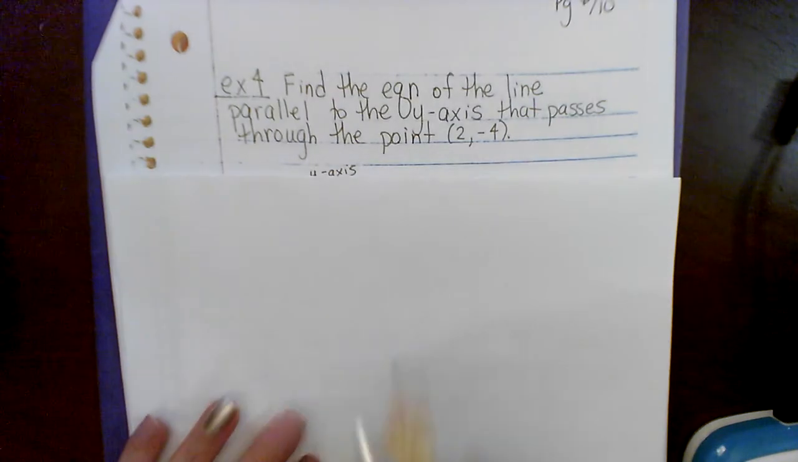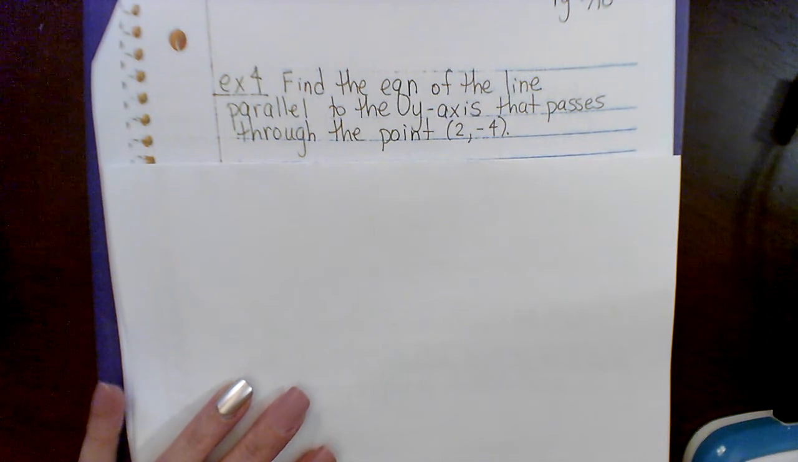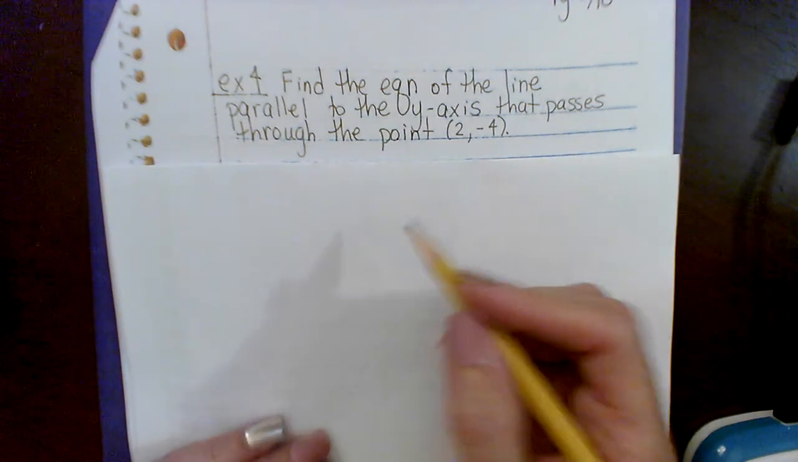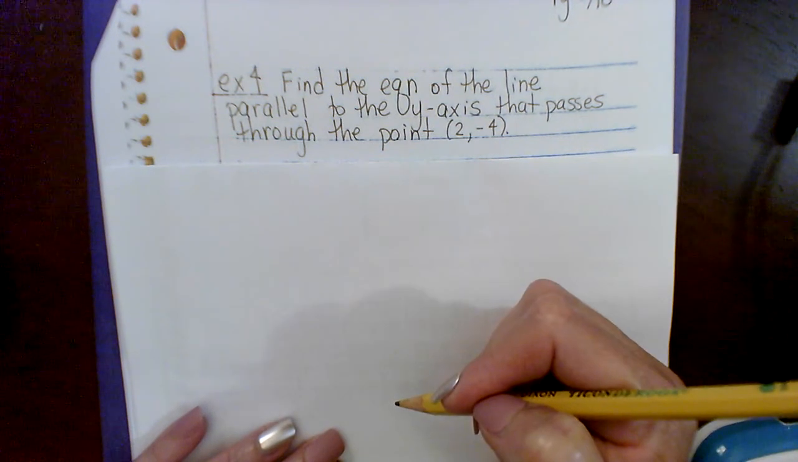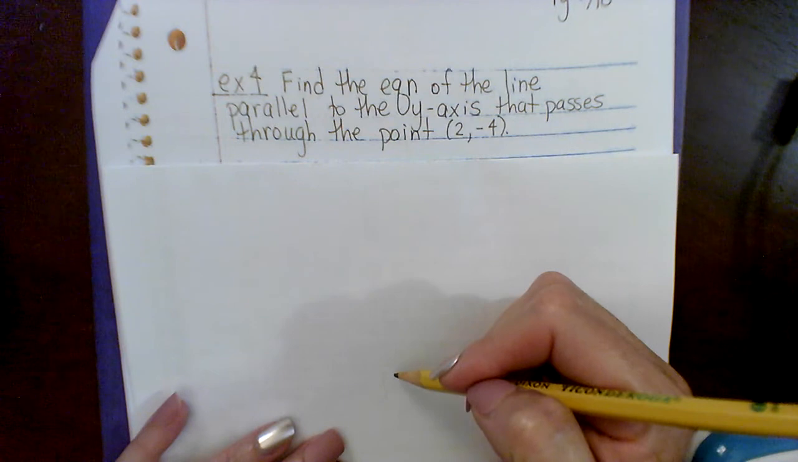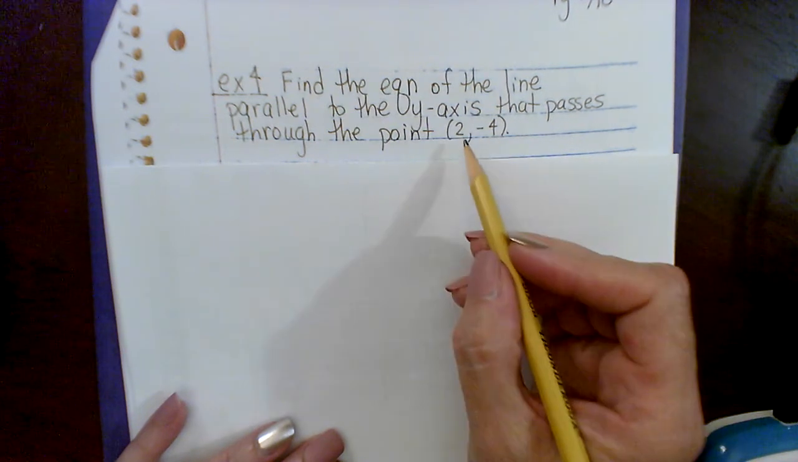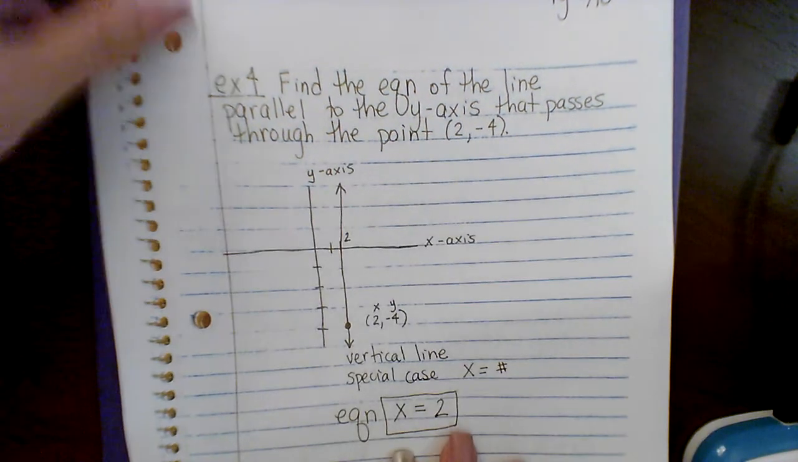Let's find the equation of the line that is parallel to the y-axis and passes through this point. This is another special case kind of scenario. Parallel to the y-axis. Well, the y-axis runs up and down, so parallel to that would be a vertical line as well. We know vertical lines are x equals a constant. Here's our point. Remember, x comma y. So it looks like our answer is going to be x equals 2.